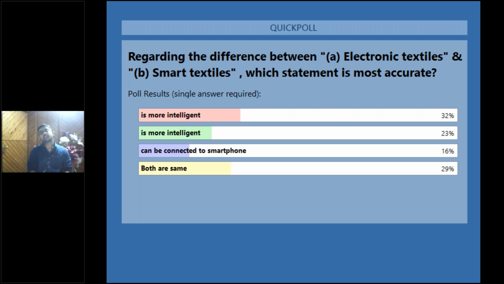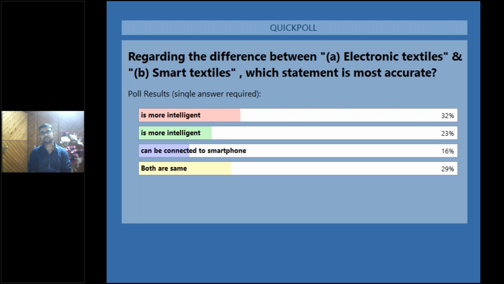So, sir, the correct answer is A is much more intelligent than B, because as I mentioned in the beginning, smart fabrics or smart textiles are something like the flight pillow that we use. We use the flight pillow to sleep when we need it. Once our job is done, we simply take it off and disconnect it. This is the essence of smart fabric. This is just an example. And in the case of intelligent or electronic textiles, we can use computational functionalities so that it is much more intelligent than smart fabrics. So A is the correct option.